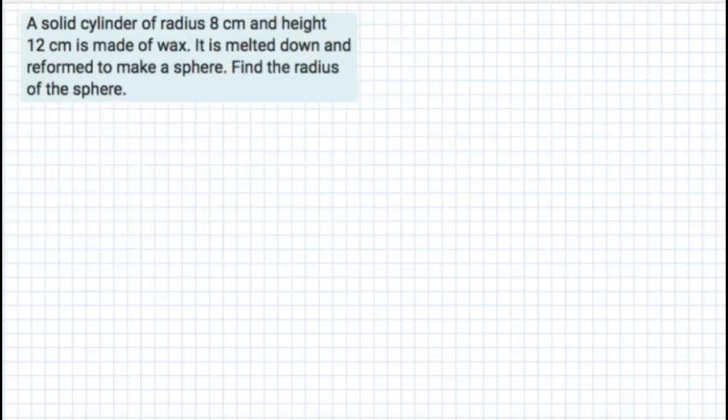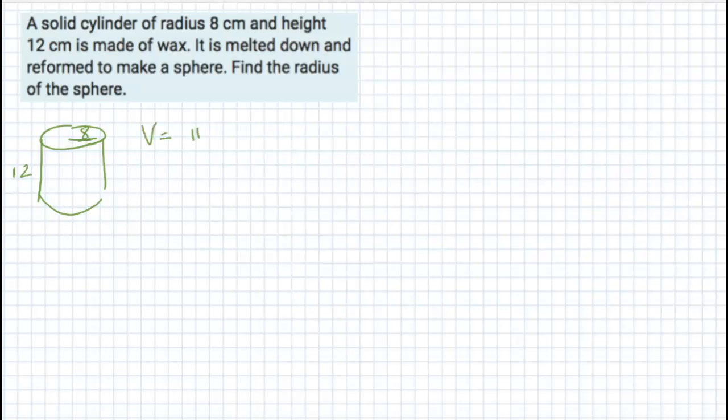So here's another question. It's almost exactly the same, but it's in reverse. So here we have a cylinder. Now we haven't got a diagram, but there's lots to be said for actually doing a diagram for yourself. So if we draw a diagram where we've got a cylinder of radius 8 and we know the height is 12, we can work out what that shape actually has.